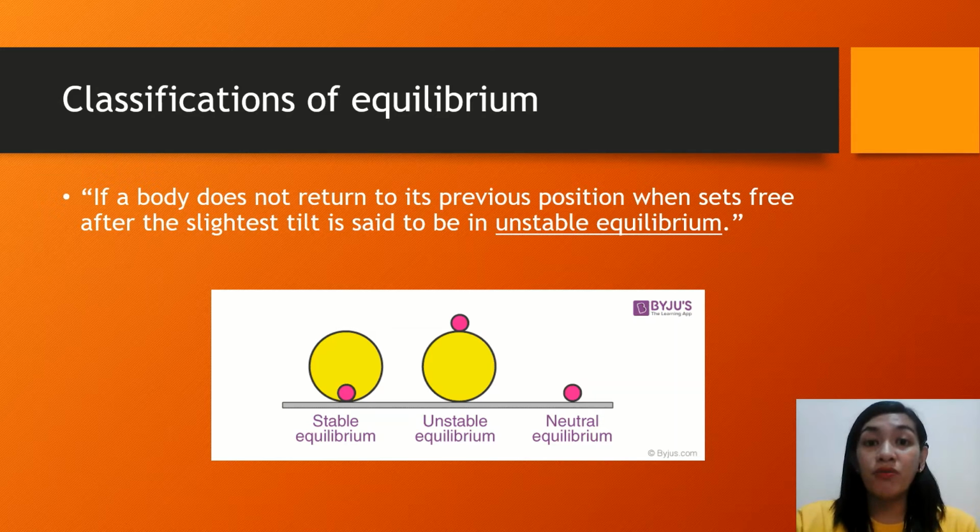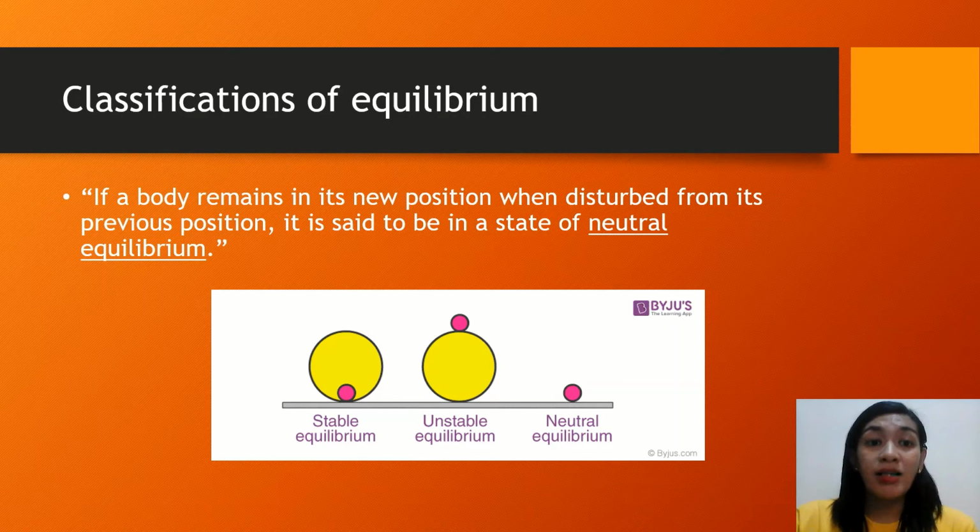So as it moves around, it could not return to its previous position. Okay? Now, the last one, we have your neutral equilibrium. So, in neutral equilibrium, all the new states in which a body is moved are the stable states in the body, and it remains in its new state. Okay? Meaning, if a body remains in its new position when disturbed from its previous position, then the equilibrium is said to be neutral. Okay?